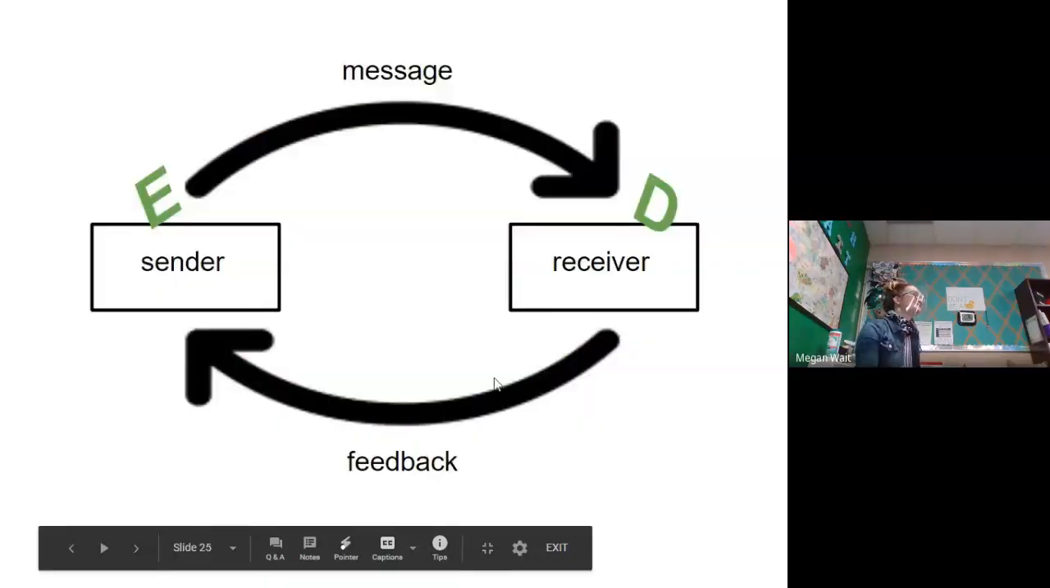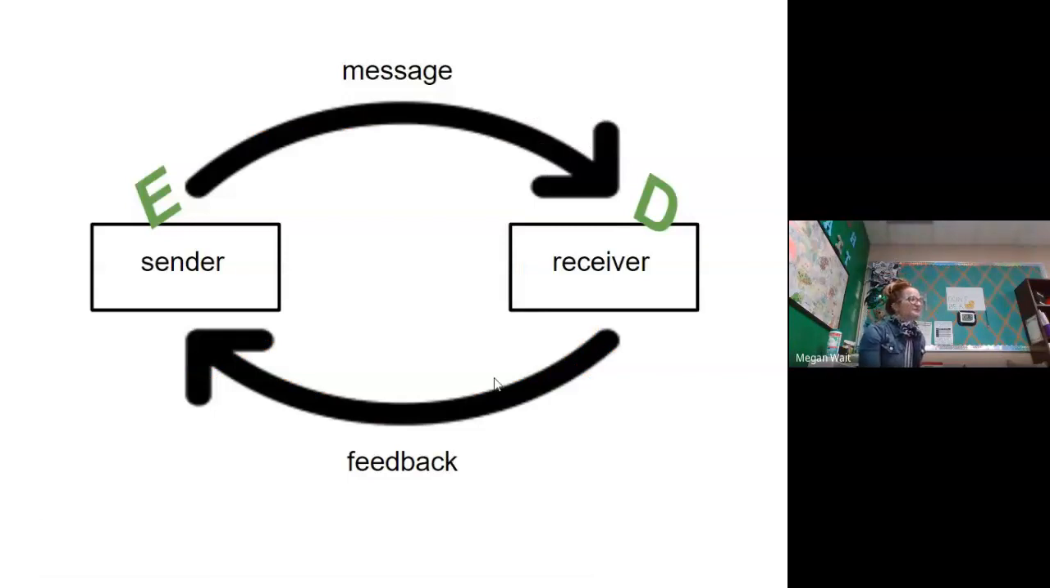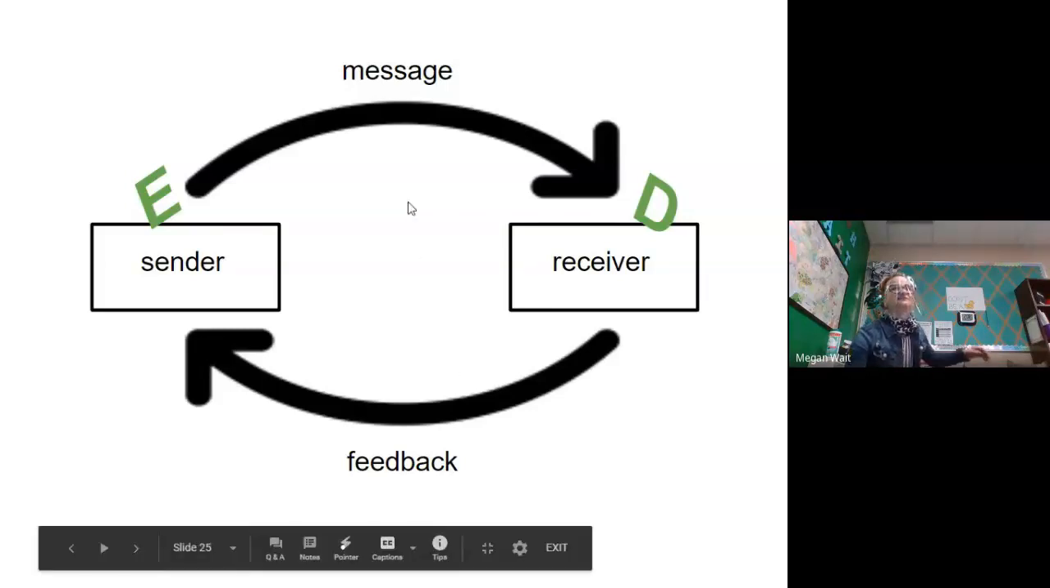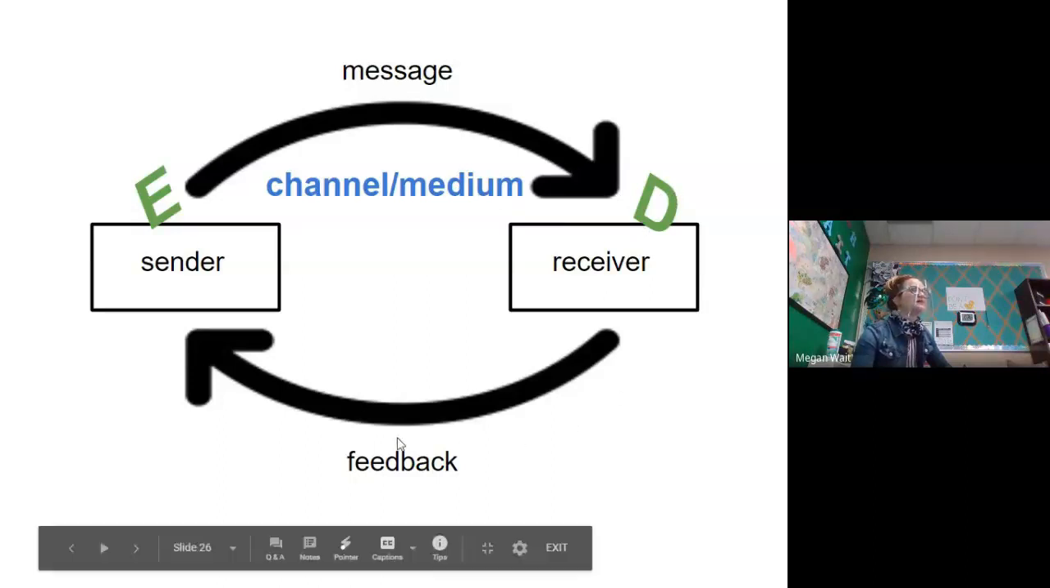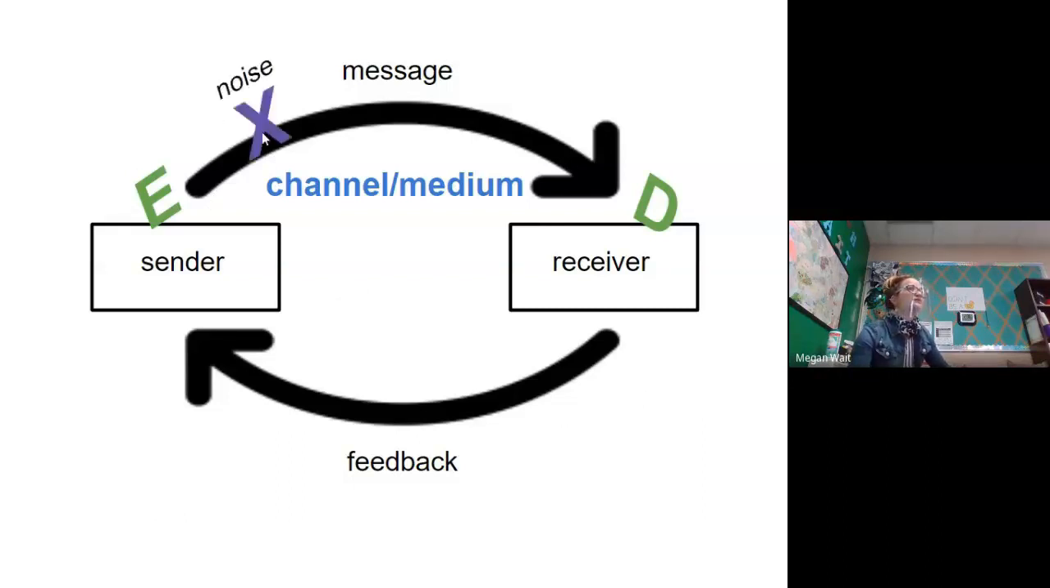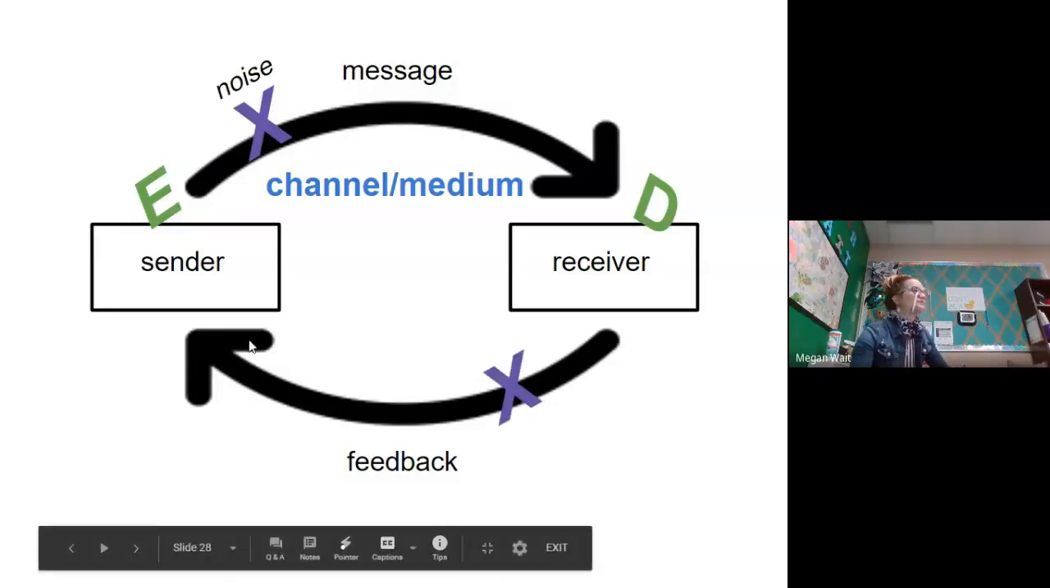So here's our model again. Look, it's a circle. You have your sender. Their responsibility is to encode the message, which they send through some form of channel or medium. The receiver decodes this message and then they give feedback. Within this message being delivered, there could be noise between the sender and the receiver, or between the receiver and the sender. What is noise again?